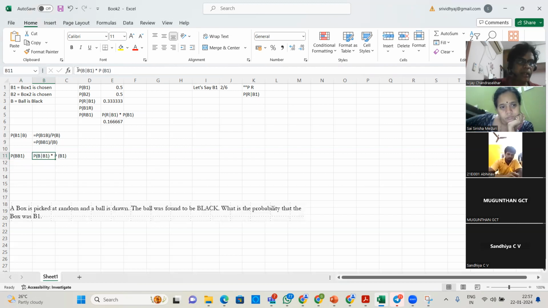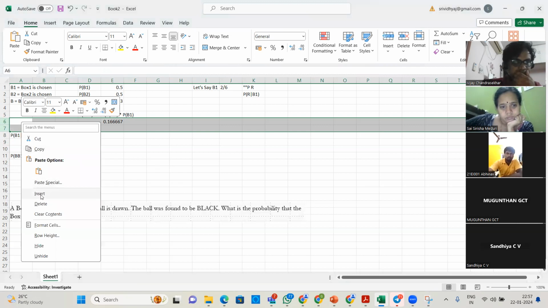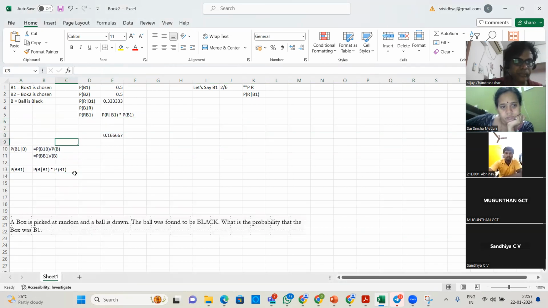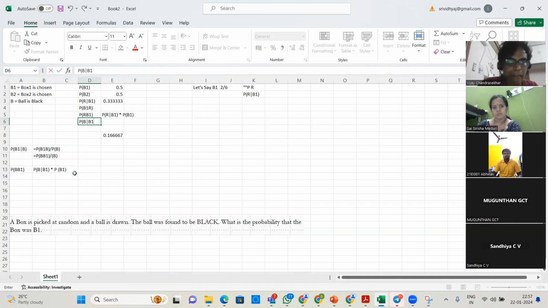Now let's start calculating some basic probabilities. You know why we are doing this? Because it's easier to calculate this. Given you've chosen a box, it's easy to calculate whether the ball is black or not. So can somebody tell me what is the probability of B given B1?